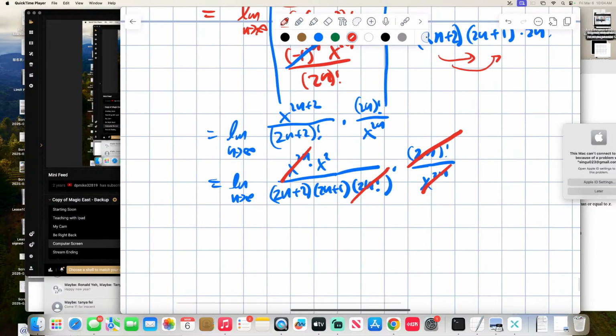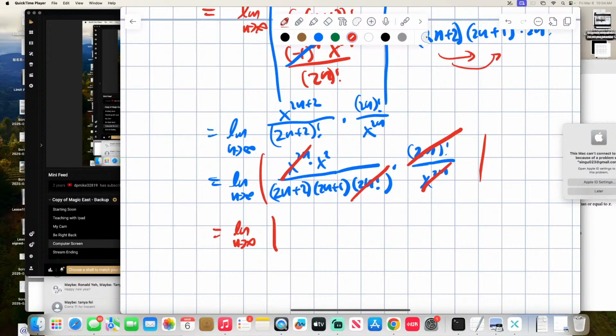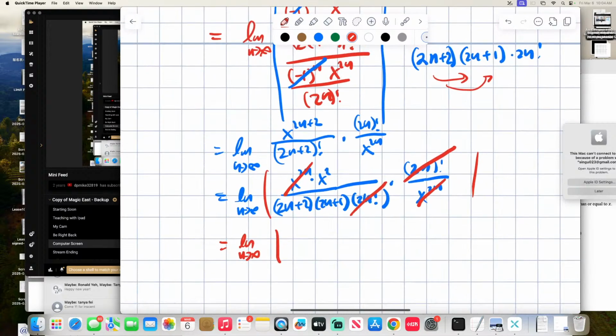Now be careful here, last part. It says the limit as n approaches infinity of 1 over 2n plus 2. Wait, what is the absolute value sign? 2n plus... what is it? The 2n factorial cancels out. x to the 2n, so it's x squared on the numerator. I'm going to get that there later. Times x squared, right?